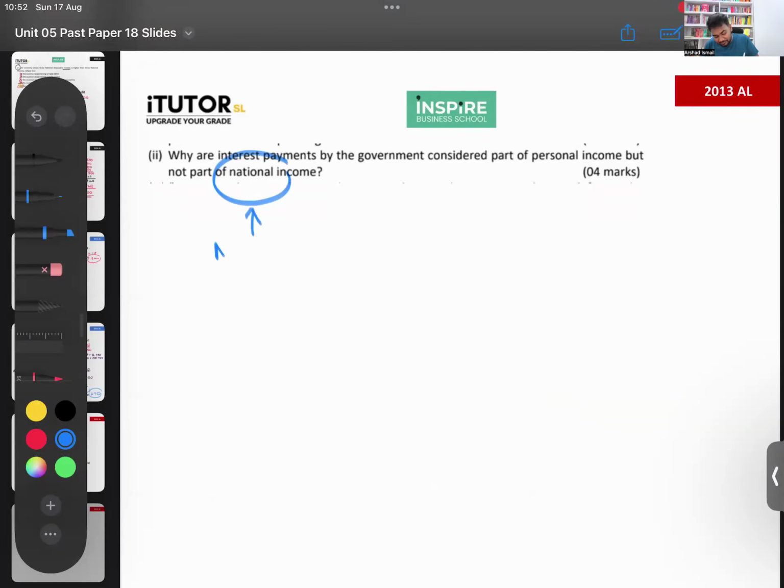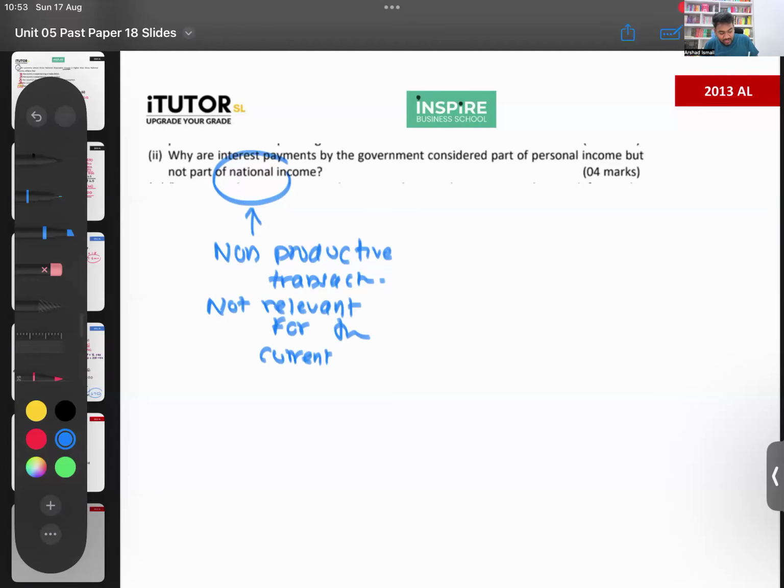Because it is a non-productive thing. Because these are loans. It's a non-productive transaction. These are loans that were taken, let's say, long ago, and now they are paid. And also you can say not relevant for the current year. So GDP has to include whatever goods and services you produce during that year. When you pay the interest now for a loan taken 2 or 3 years ago, that can't be a part of this year's GDP.